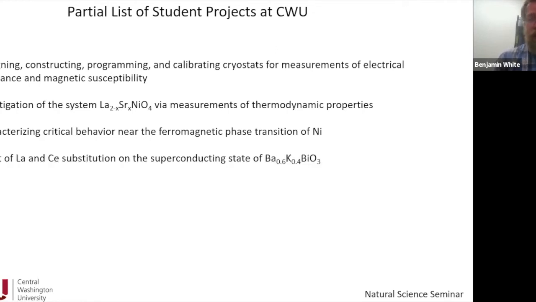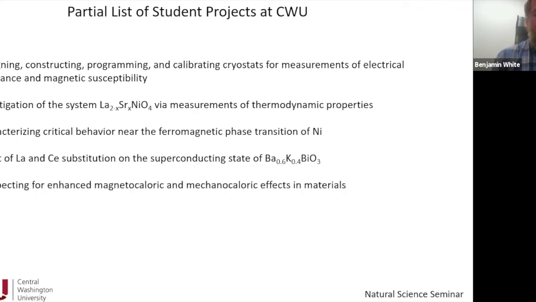Another student was looking at the unconventional superconducting state in barium bismuth oxide, and looking at what happens when you systematically put in lanthanum and cerium into this compound. The reason is lanthanum does not have a magnetic moment and cerium does if it's 3+. And so basically you can look at pair breaking by non-magnetic versus magnetic impurities. And this is one of those situations where you can learn something about the superconducting state by seeing how quickly you kill it by doing this. So that was the goal of that project.